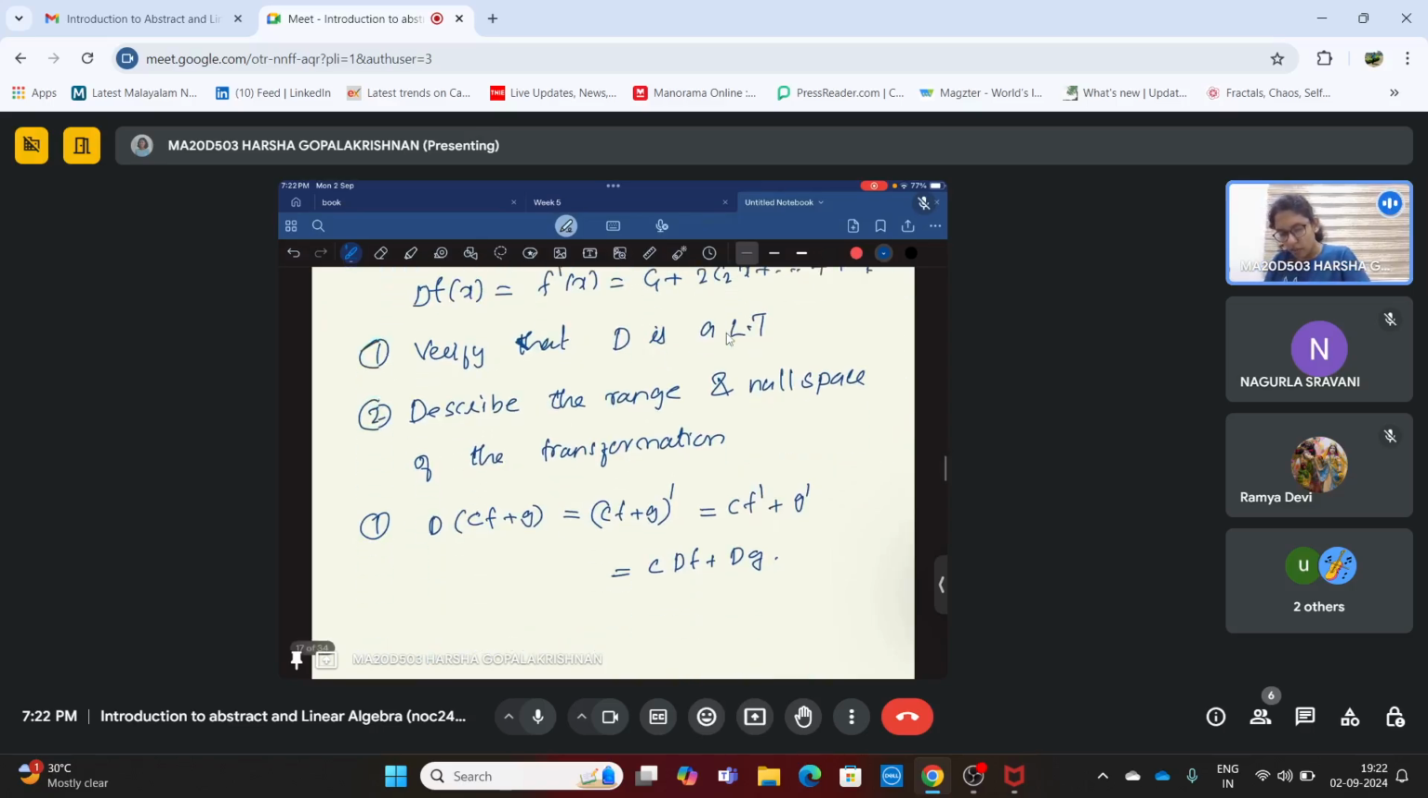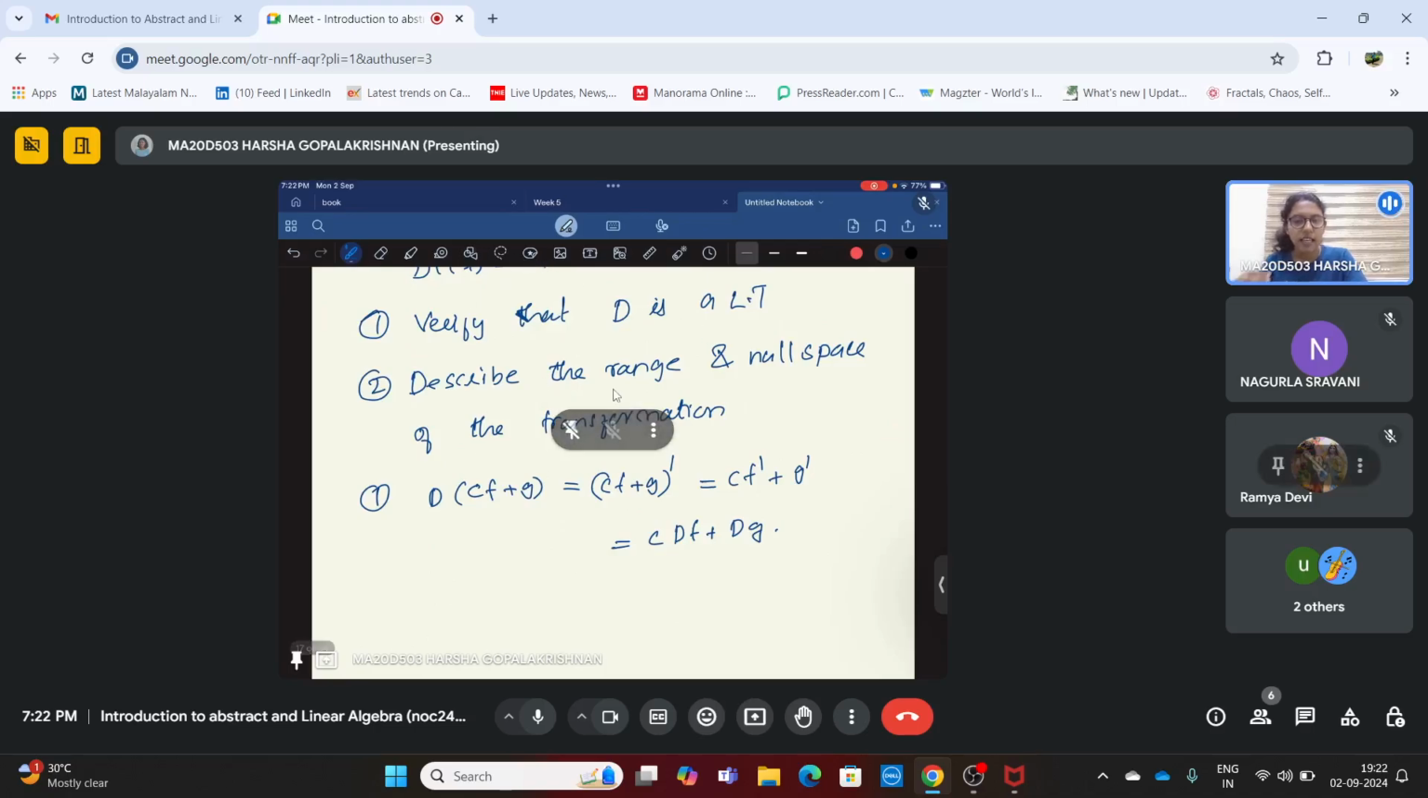So we will go to the more serious part of this question, that is, describe the range and the null space of the transformation. First, as usual, we will go to the null space. It is comparatively easy. What is the null space? First we will give the definition. Null space of D is the set of all polynomials f such that Df = f'(x) = 0. For which kind of polynomial will the derivative be 0? Those kinds of polynomials will belong to the null space.